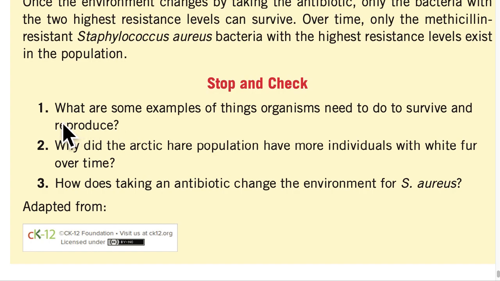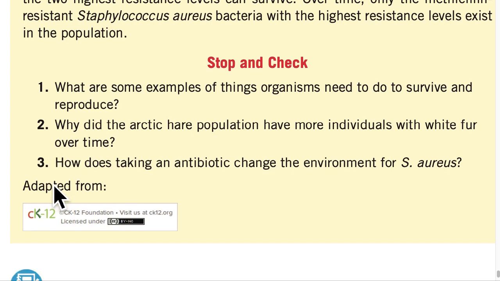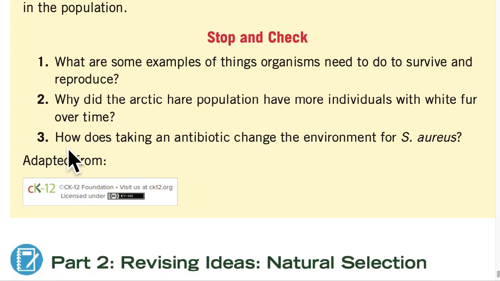Stop and check. What are some examples of things organisms need to do to survive and reproduce? Why did the Arctic hare population have more individuals with white fur over time? How does taking an antibiotic change the environment for S. aureus?